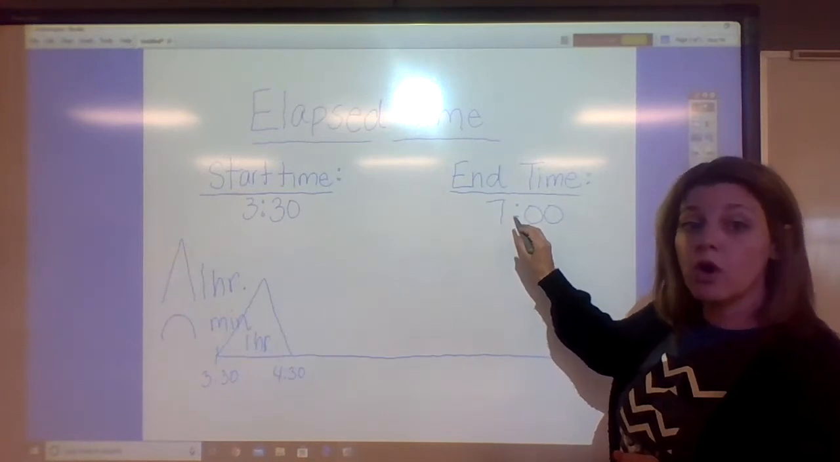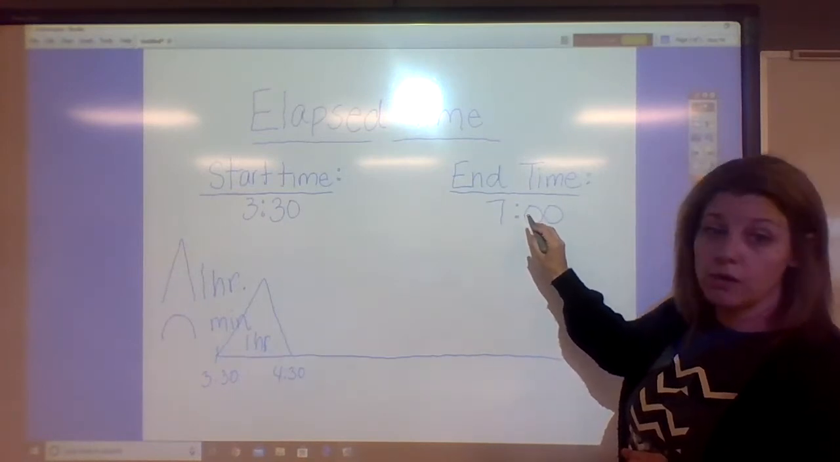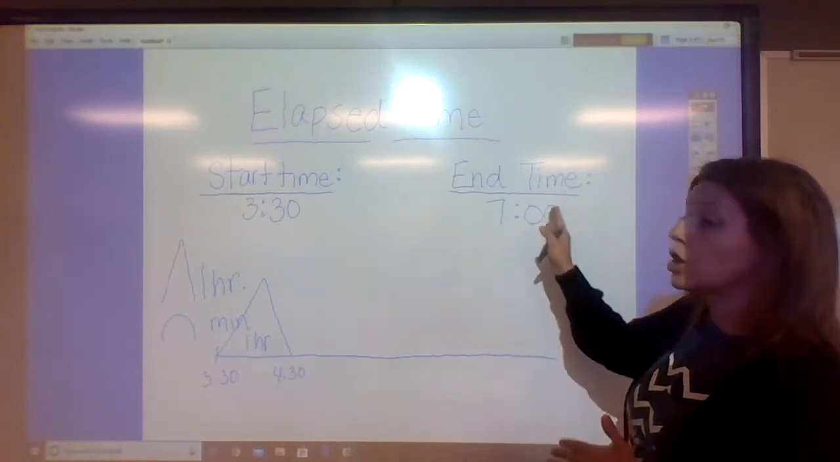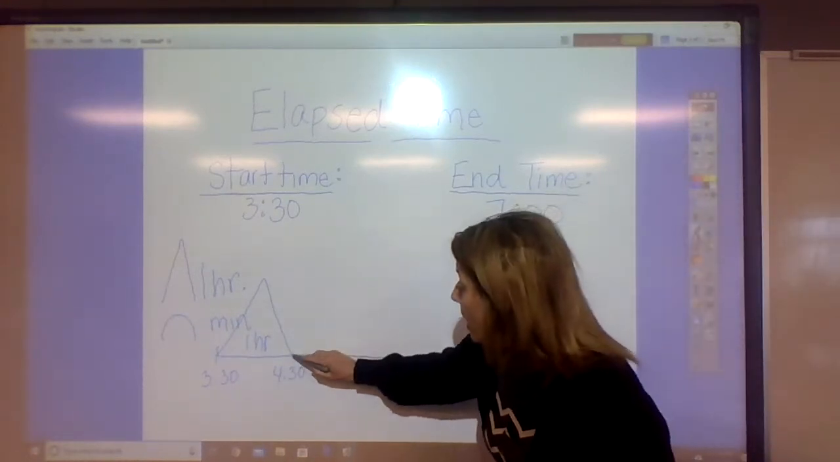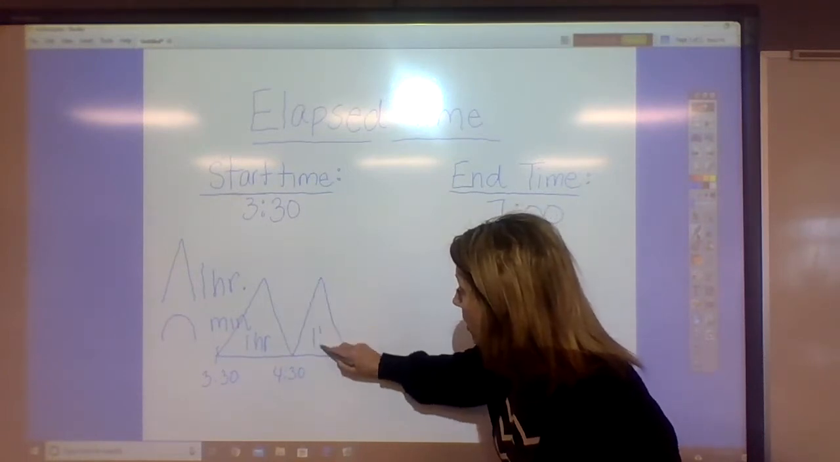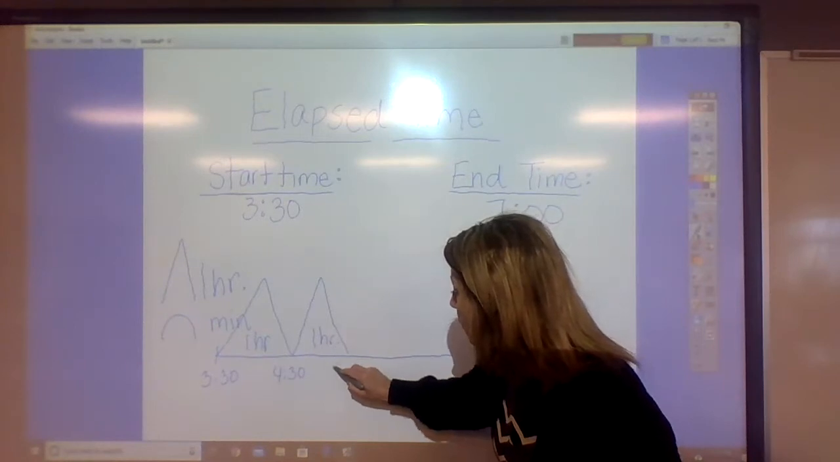Okay? I have to get to 7 o'clock. So I'm going to keep drawing my hours until I can't go anymore. We don't want to go past 7. We want to go until we get close to 7, or as close as we can. So I'm going to draw another hour, and that would be 5:30.